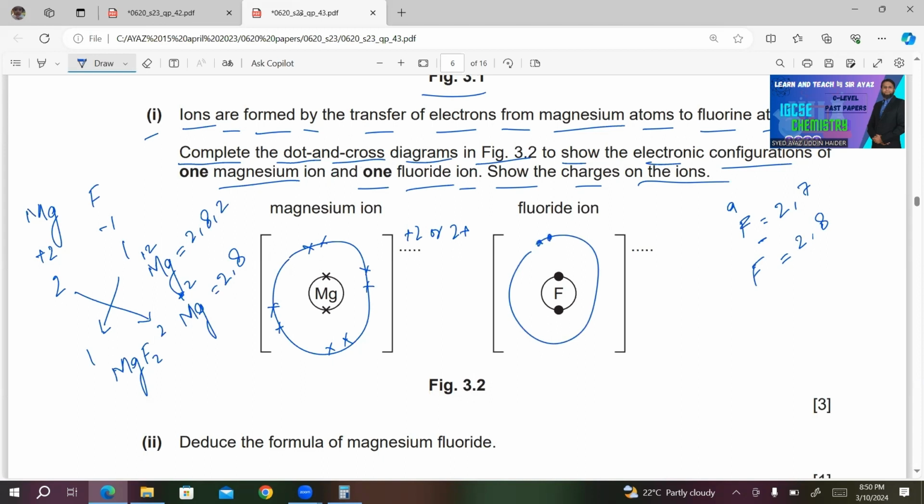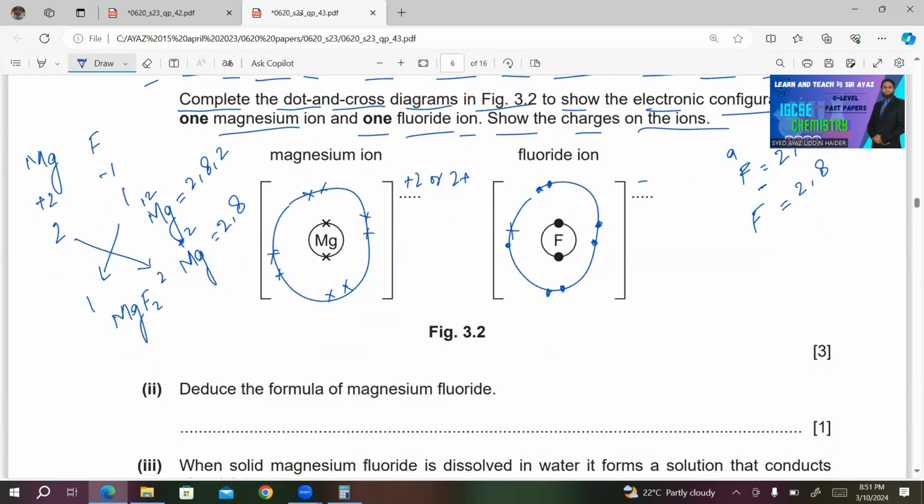So here are the electrons of fluorine first. 1, 2, 3, 4, 5, 6, 7. And the 8th electron coming from magnesium atom. So it has gained 1 electron. So I have to place minus charge. Number 2, deduce the formula of magnesium fluoride.